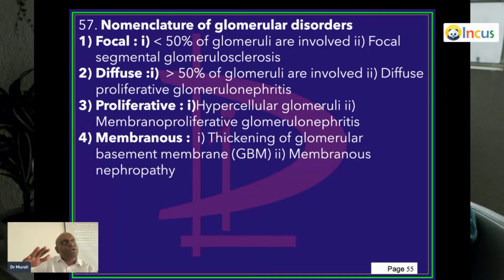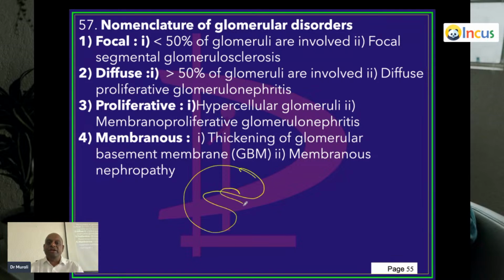Cellularity can increase or cellularity can be normal in glomeruli. Cellularity बढ़ गया तो hypercellular glomeruli, which is called membranoproliferative glomerulonephritis, is one example. Then membranous glomerulonephritis, glomerulus में क्या होता है? Bowman's capsule. Inside that you have the glomerulus. So glomerulus में glomerular basement membrane जो होता है वो thickened हो जाता, इसको कहते हैं membranous nephropathy.